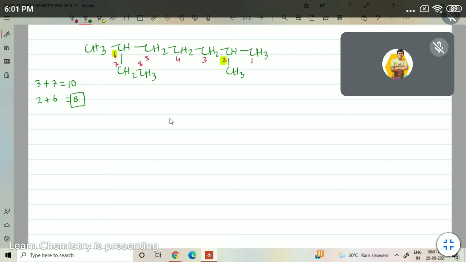So this will be 2 dimethyl octane? Dimethyl will obviously come, yes. 2,6 dimethyl octane. There will be no gap between dimethyl and octane. You will write without any gap.